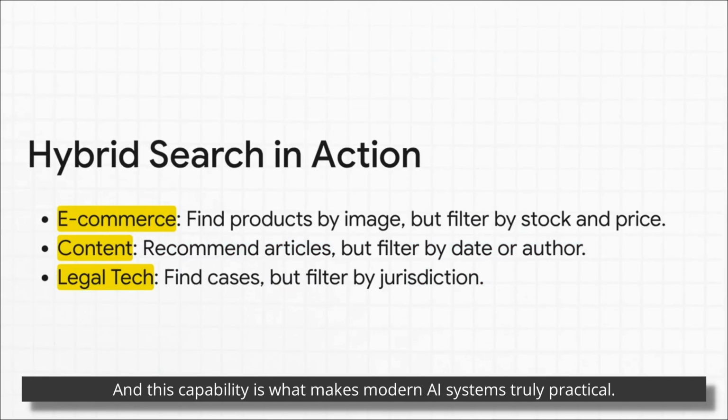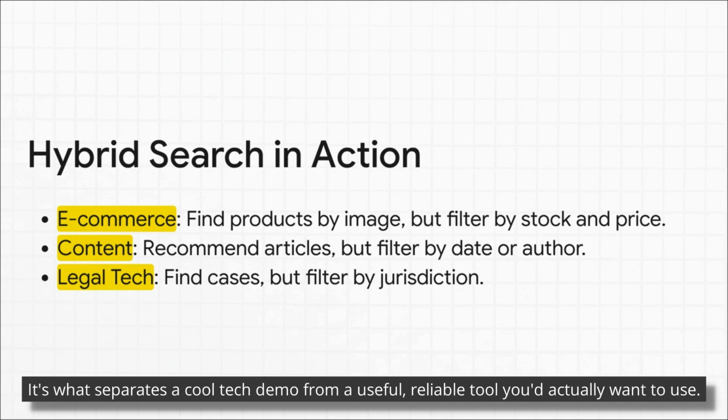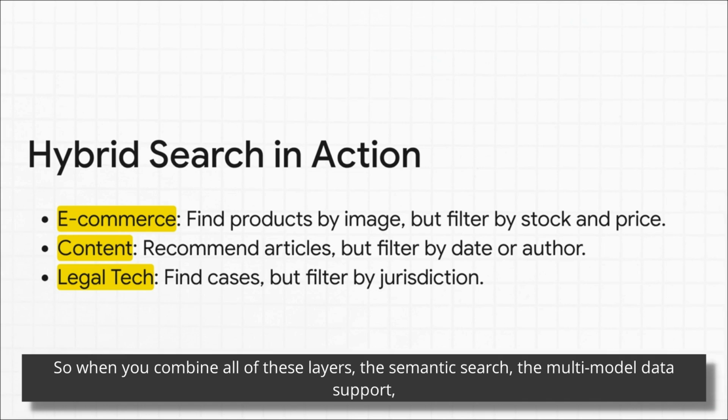And this capability is what makes modern AI systems truly practical. For e-commerce, you could search with a picture of a shirt you like, but filter the results to only show ones that are in stock and under $50. It's what separates a cool tech demo from a useful, reliable tool you'd actually want to use.